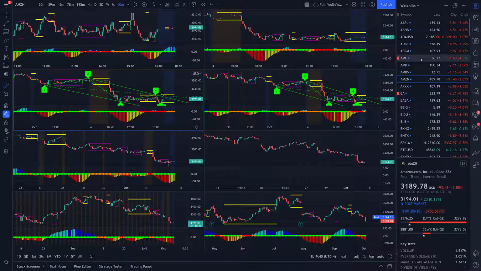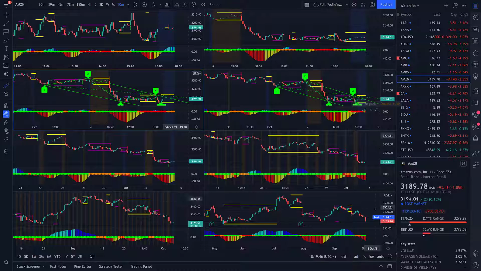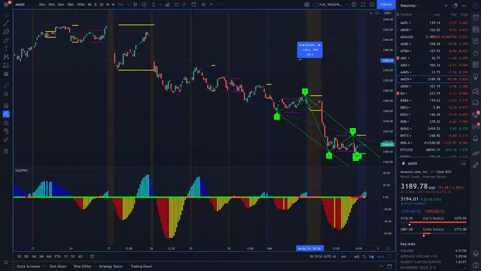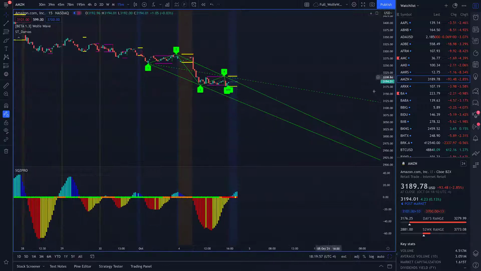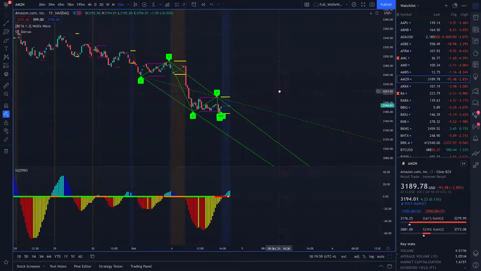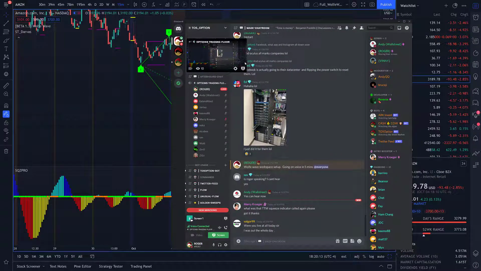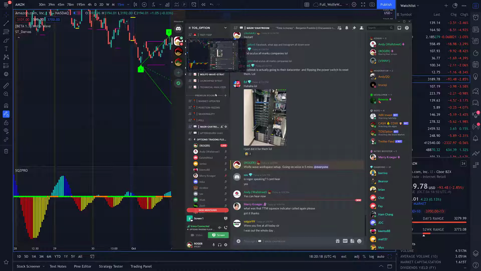Amazon, so here's Amazon, and you can see that there's this 10-minute and 15-minute TTM squeeze. If we blow it up on the 15-minute time frame, you can see that the risk and reward is not that great. And if you don't know what I mean by reward, it's this green perforated line, the dotted line. That's your reward. So typically you want your risk and reward to be at least 5%, 5 to 10%.